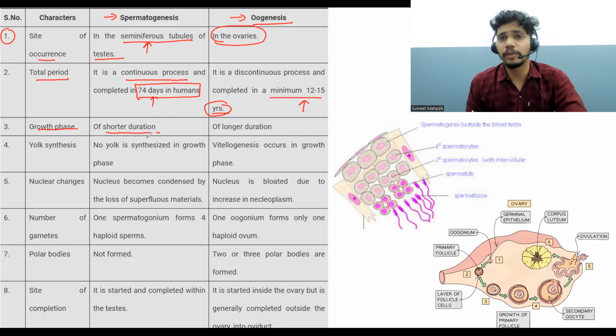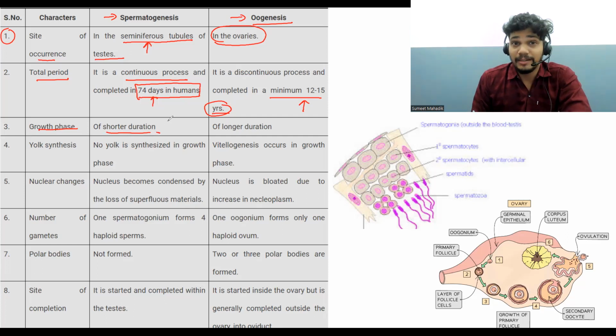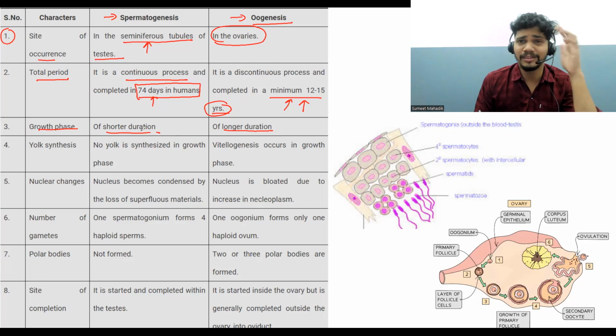What is the growth phase of spermatogenesis? Very short, whereas in oogenesis it is a longer duration. The oogenesis growth phase is longer, definitely, as you can see here, and in spermatogenesis it is a shorter one. Yolk synthesis: no yolk synthesis in this phase.